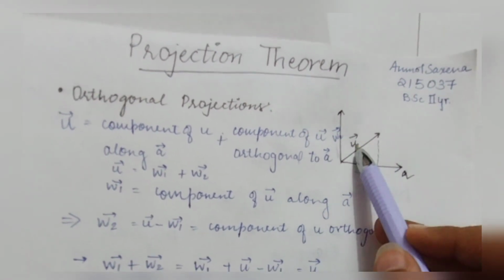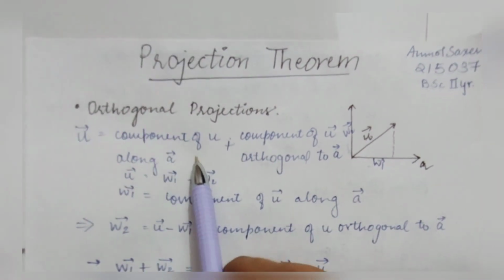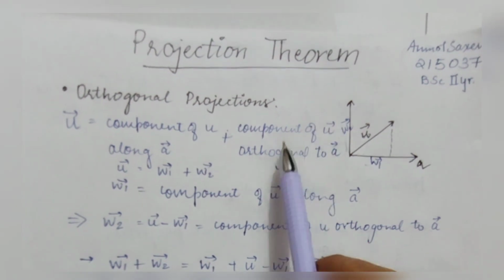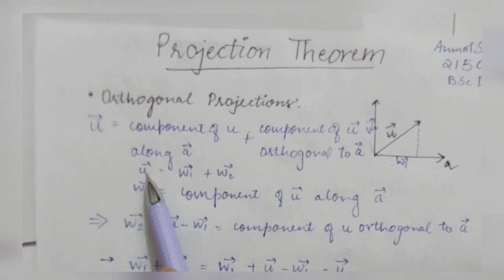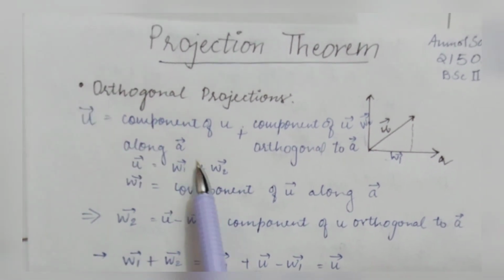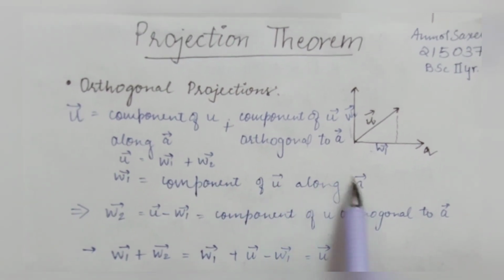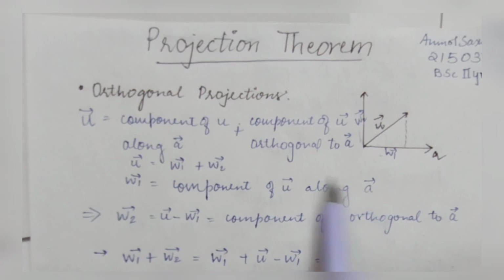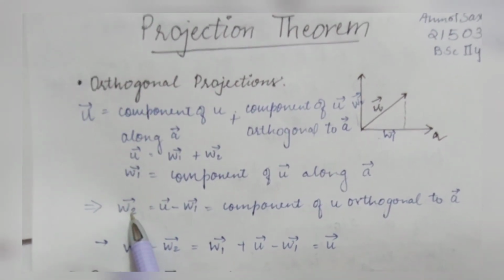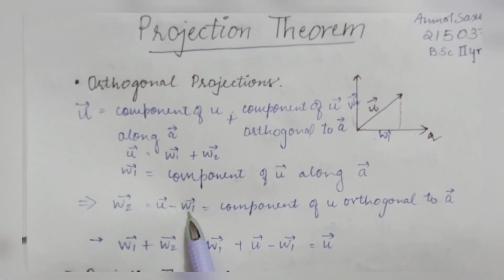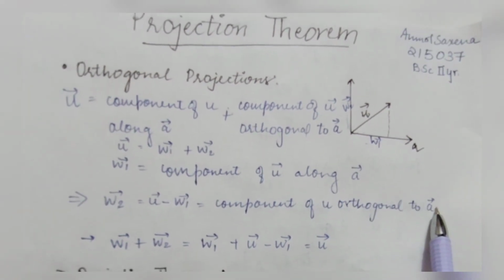So we can expand u vector in two components, that is component of u vector along a vector and component of u vector orthogonal to a vector, that is w1 and w2. So we can write u vector as the sum of w1 vector and w2 vector. Here we know the w1 vector is the component of u vector along the a vector, and from this, substituting the value of w2, we get w2 vector is equal to u vector minus w1 vector, which is the component of u orthogonal to a vector.